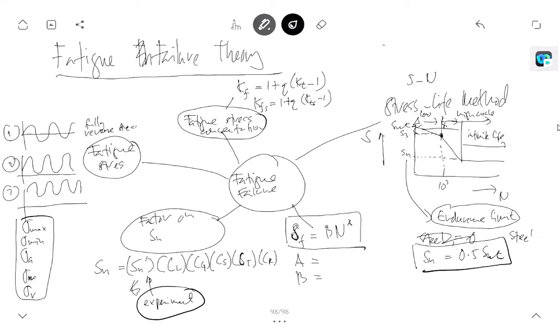Then this Kt, we could get the value of Kt from the tables depending on the design of the components, any discontinuities, notch, and the different shape, different diameter, especially for the shaft. So we could read the Kt from that graph. Also we could get the value of q, which is the notch sensitivity, from the graph as well, for bending and axial load and also torsion.